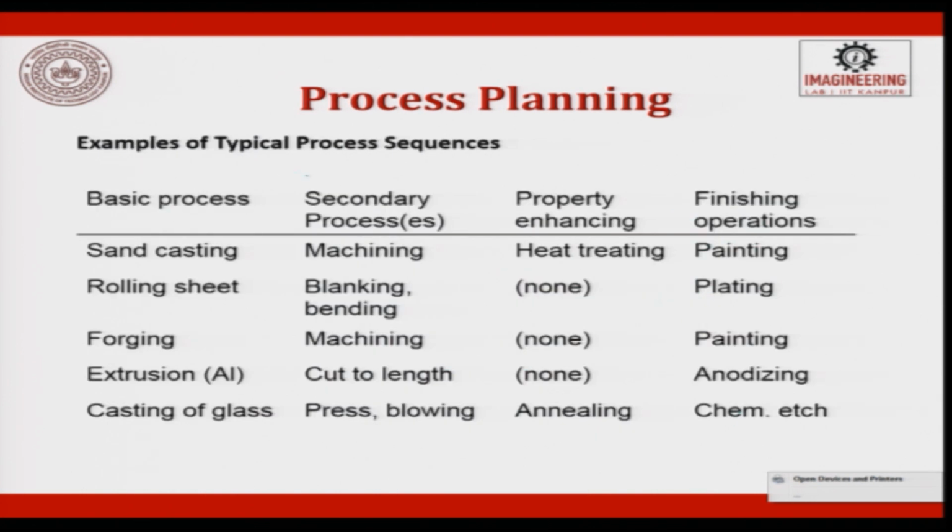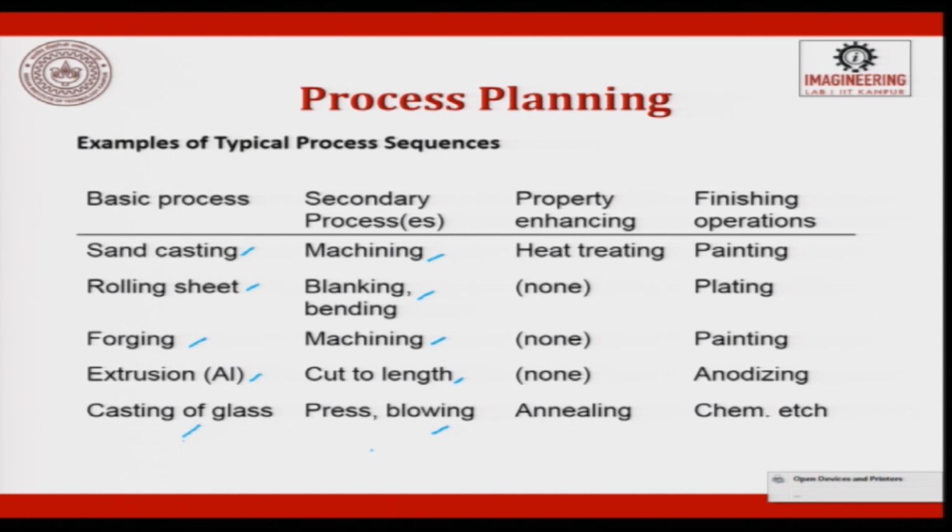So, when we talk about the typical processes, just an overview, the basic process can be casting, rolling, forging, extrusion and casting of glass. The secondary processes can be machining. When we talk about rolling, it is blanking, that is shearing or bending. Forging, it can be machining. Cut-off length and press and blow is only exclusive for glass.